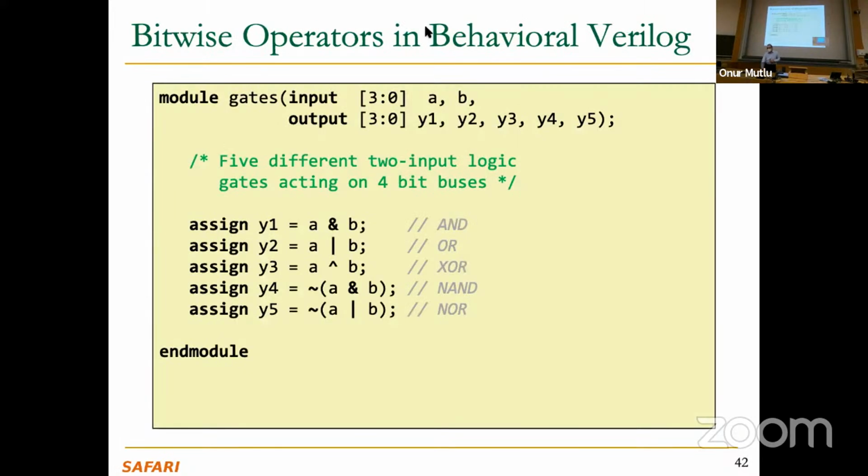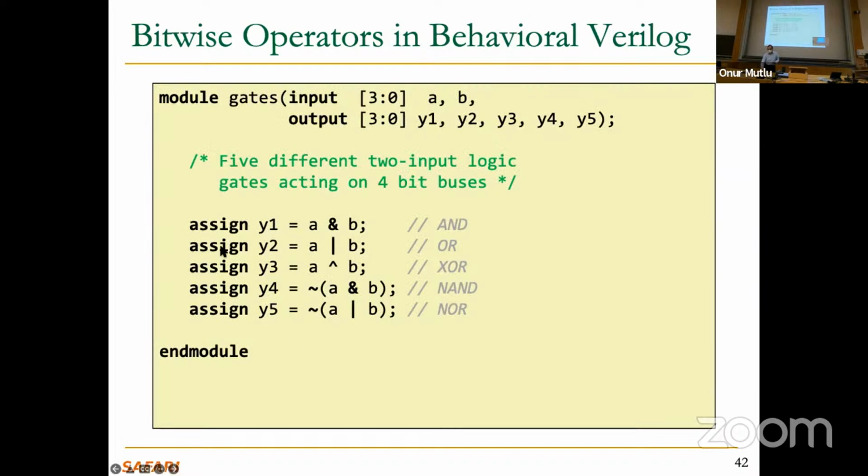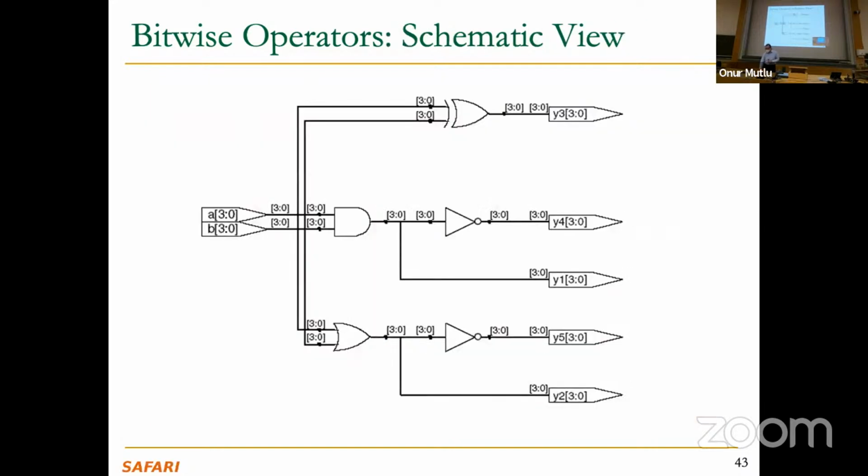You can have bitwise operators in behavioral Verilog: bitwise AND, bitwise OR, bitwise XOR, NAND, NOR. These are basic gates that you have seen, except they're not gates here. They're behavioral bitwise operators, just like you have in many other languages. This is the schematic view of what we just looked at. I'll go through this relatively quickly because you will do this when you're programming. The best way of learning a language is really by programming in that language.